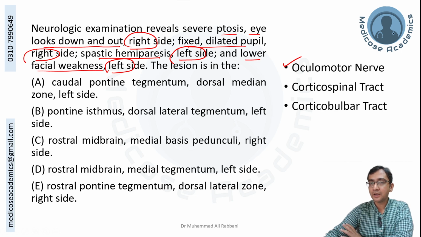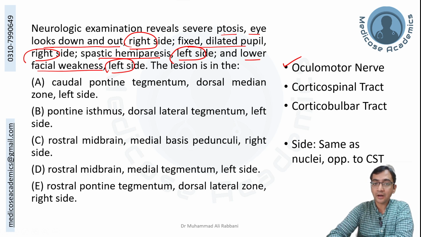So it is a right-sided midbrain issue. Now the next question is whether it is a medial issue or a lateral issue.